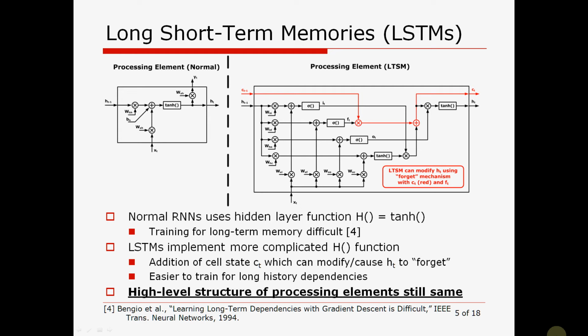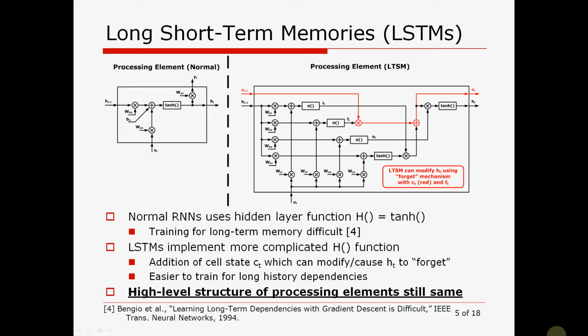But an alternative to get around this issue of training for long-term memory, there was another proposed type of RNN which is called the LSTM, or long short-term memories. These long short-term memories are much easier to train, but they're also much more complicated. You can see the processing element on the right two-thirds of the slide here. It's much more involved in terms of what the hidden layer function is.